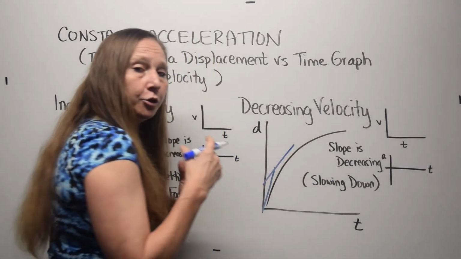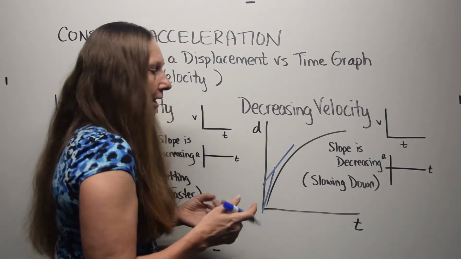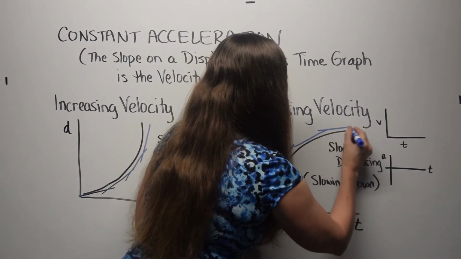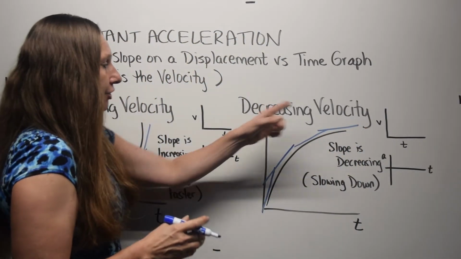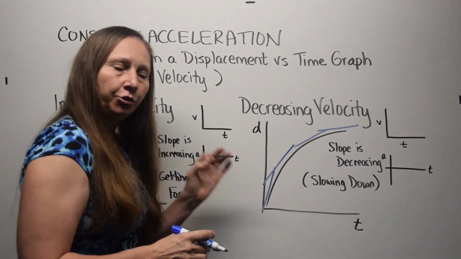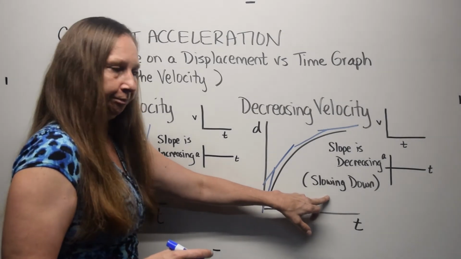Now, remember, you're drawing the tangent line to the curve to figure out the slope. Now the slope is less. And finally, the slope is less. The slope of this curve is decreasing. So in other words, this object is slowing down.